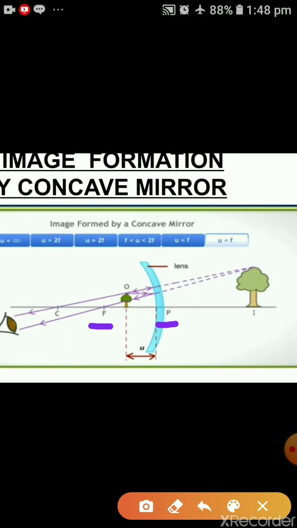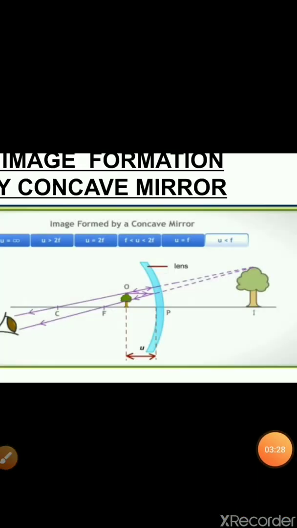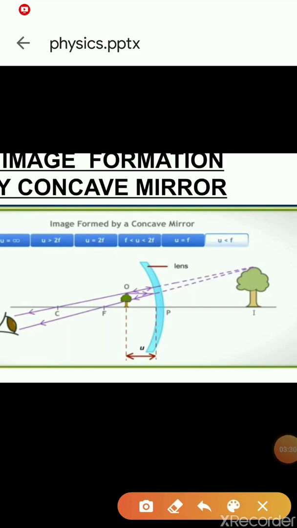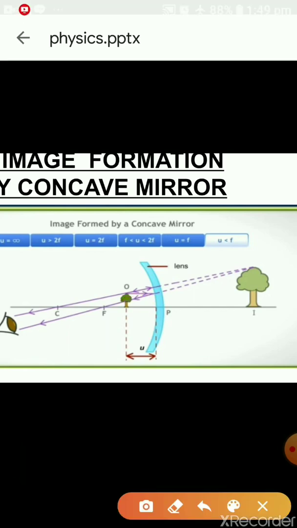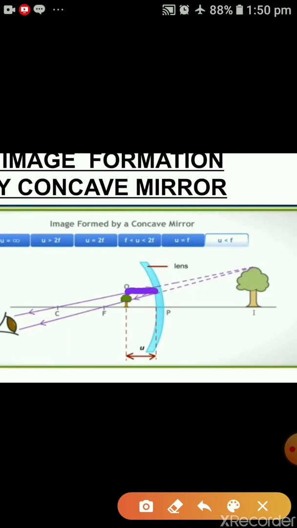So when this object O is placed here, the first incident ray, here I am showing the first reflecting ray. First a ray is incident here. As it is incident parallel to the principal axis, you can see here, this is our first ray. It is parallel to the principal axis. This arrow is showing that this ray is falling on the mirror.